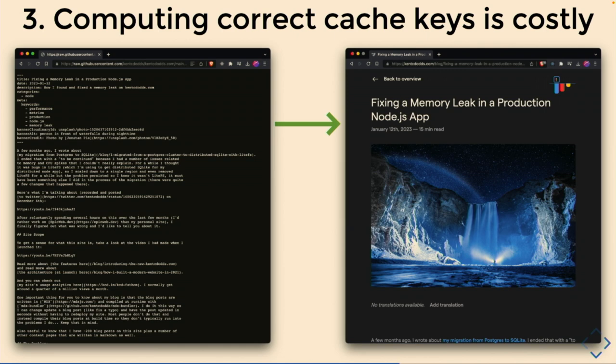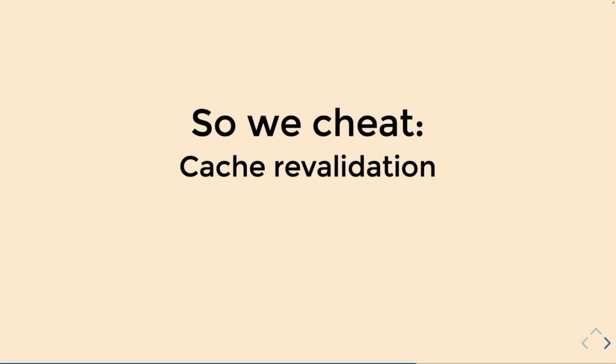It takes 200 milliseconds to download that to calculate the cache key. So sometimes computing the cache key is costly. And we've got this problem as well. So how do we deal with this problem of cache keys? We cheat with cache revalidation.